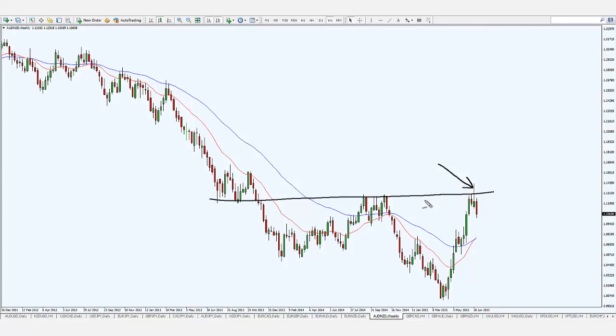So for this setup, since you are trading with the trend, then it's fair enough to use your full size or your usual size of trading. So if you usually risk 1% of trade, then this you can risk the full 1% on this trade. You are trading with the trend.